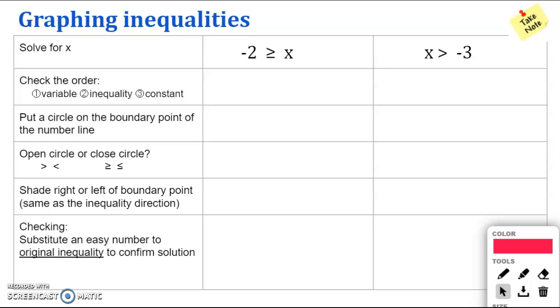In this case, the variable is on the right hand side, so we want to bring that to the left hand side, and -2 here. And notice that the inequality symbol is opening to the -2. That means we still need to preserve that. So this time I flip it because I swapped the order. Okay, so it becomes x is less than or equal to -2.